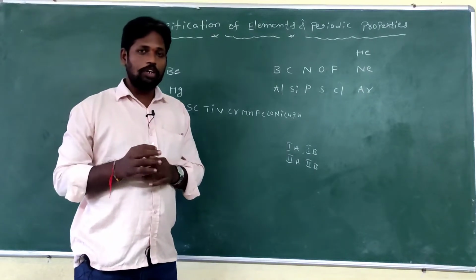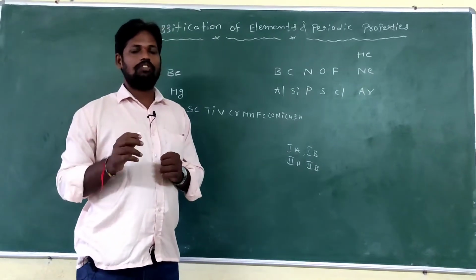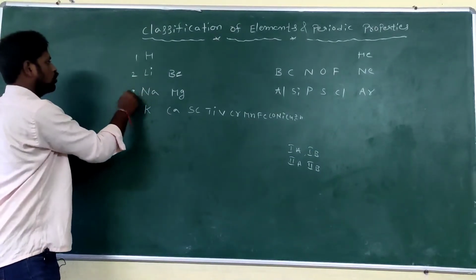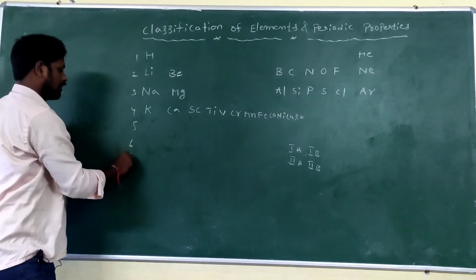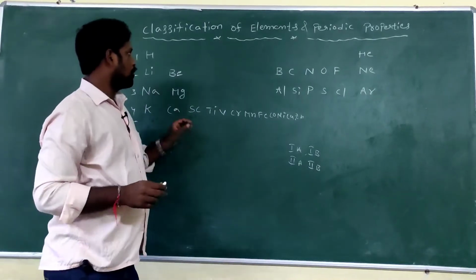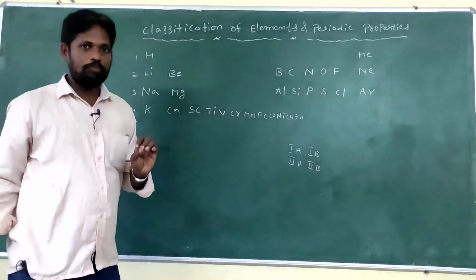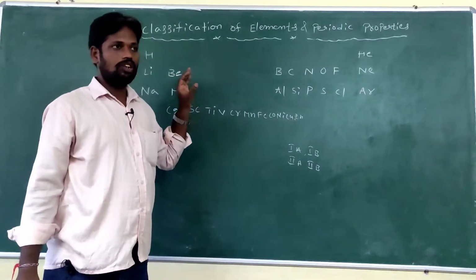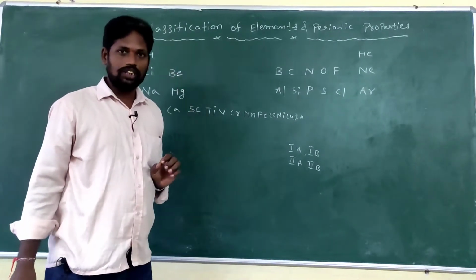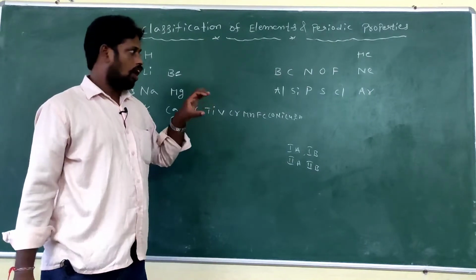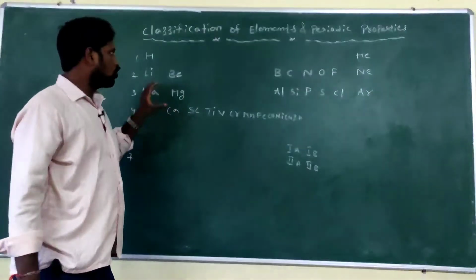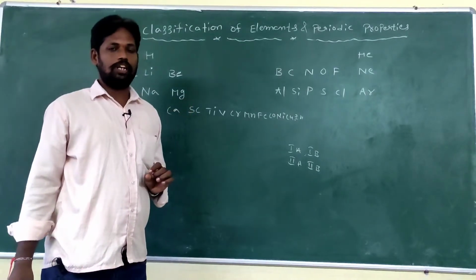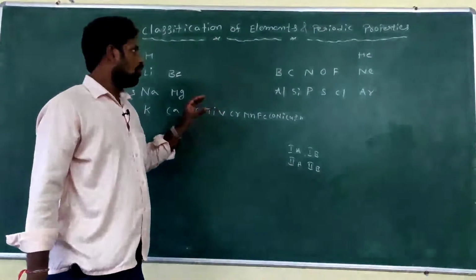And periods: how many periods are in the periodic table? 7. It is divided into periods 1, 2, 3, 4, 5, 6, 7. So the periodic table has 7 periods, 8 groups, and 18 groups also. How do you find the group number? Similar physical and chemical properties are present in one group.